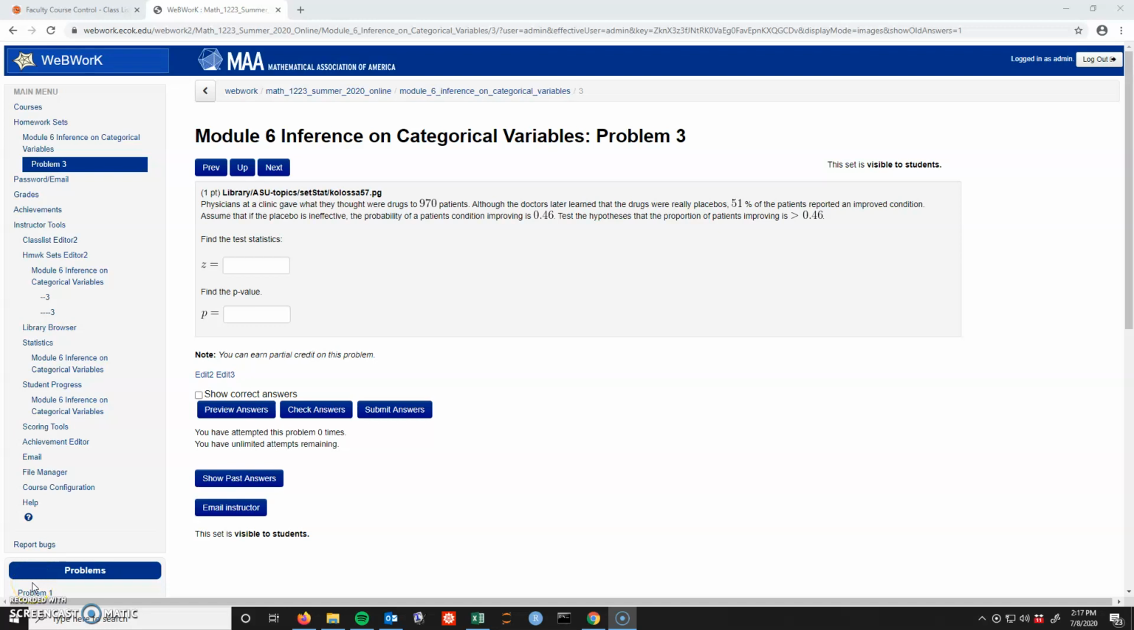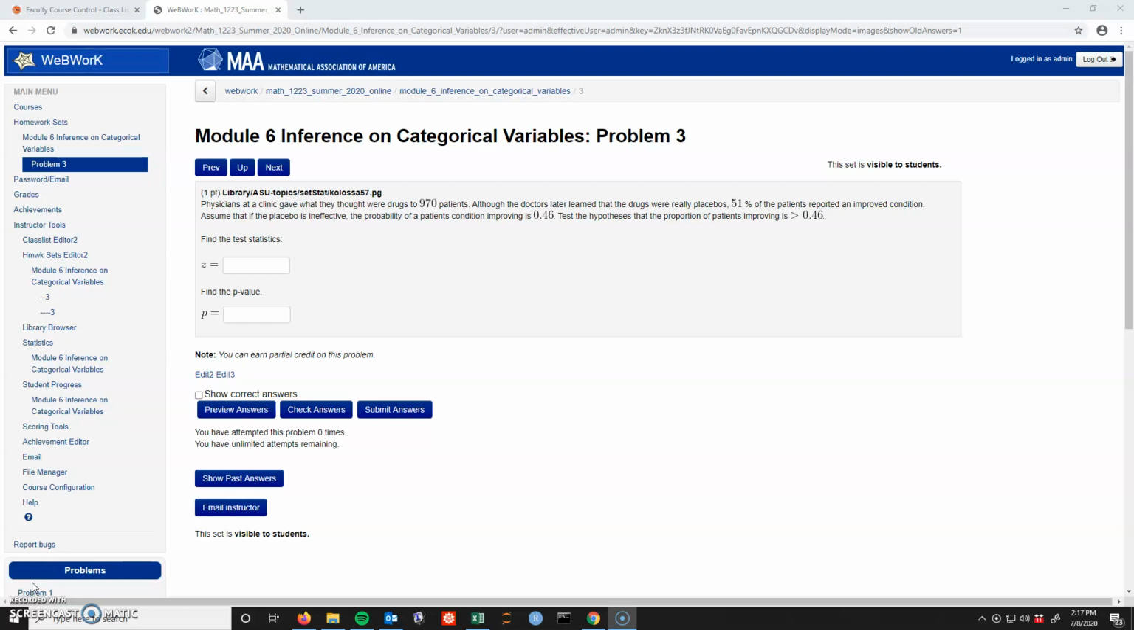Hey everybody, I wanted to go ahead and do one of the problems that had a p-value in it. There were a couple of questions about p-value. We did cover how to turn a z into a p in Module 4, but I figured I'd go through in Excel and show you guys how to do it once more. Okay, so I'm looking at problem 3 here.